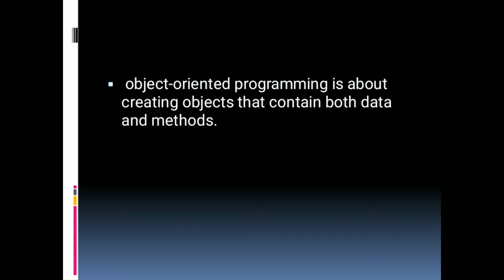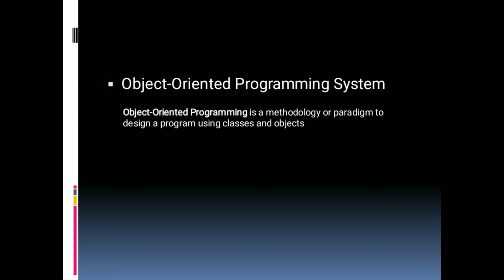In Java we are creating objects that contain both data and methods. Object oriented programming system: object oriented programming is a methodology to design a program using classes and objects. So we are using classes and objects in the object oriented programming system.